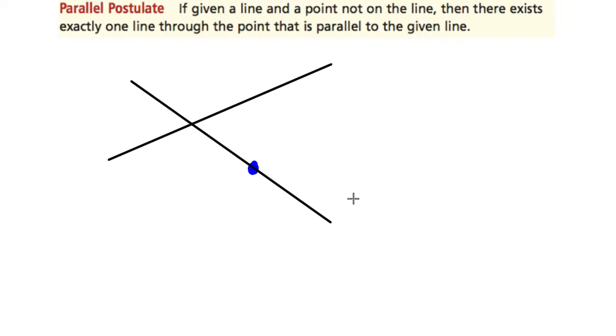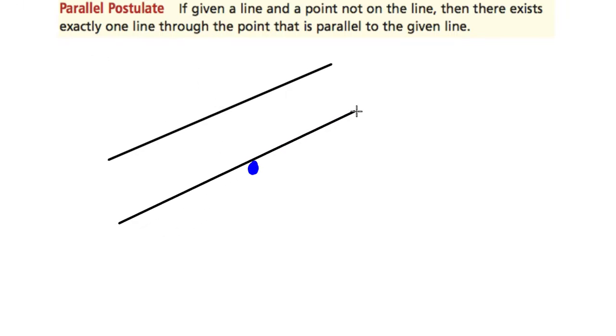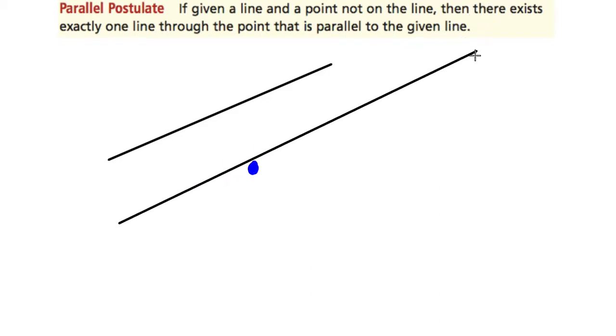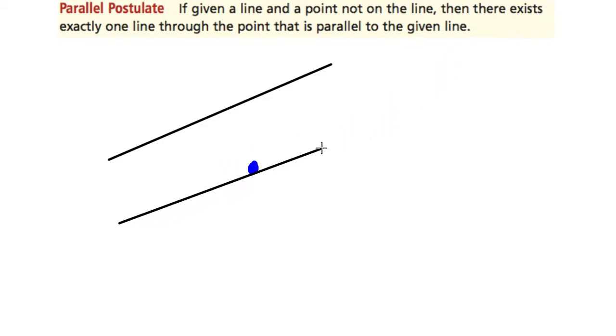I can draw it like this, and we can see it intersects the other line. I can draw it like this, and again another intersection. I can draw it so that it's very, very narrow, and eventually it will intersect, like a million miles in that direction. However, there is only one line that I can draw through that point so that these two lines are parallel. These little marks mean that they're parallel.